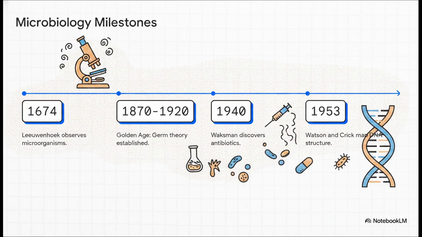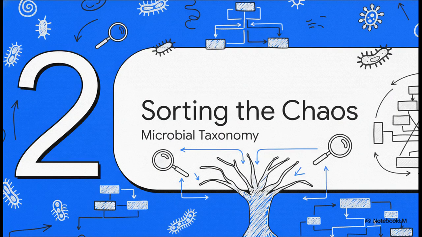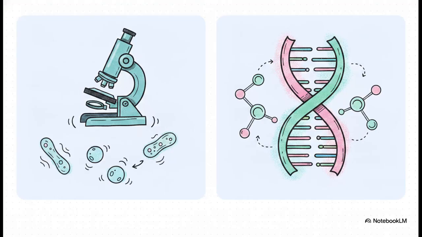By 1940, Selman Waksman discovered vital antibiotics like streptomycin, and then in 1953, the massive mapping of DNA by Watson, Crick, and their team cracked open the era of modern molecular microbiology. Moving on to Section 2, sorting the microbial chaos. Once we realized there were countless invisible life forms out there, scientists faced a really massive challenge.